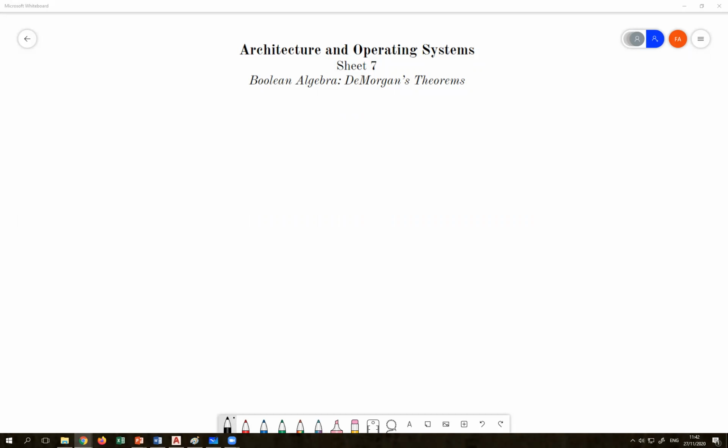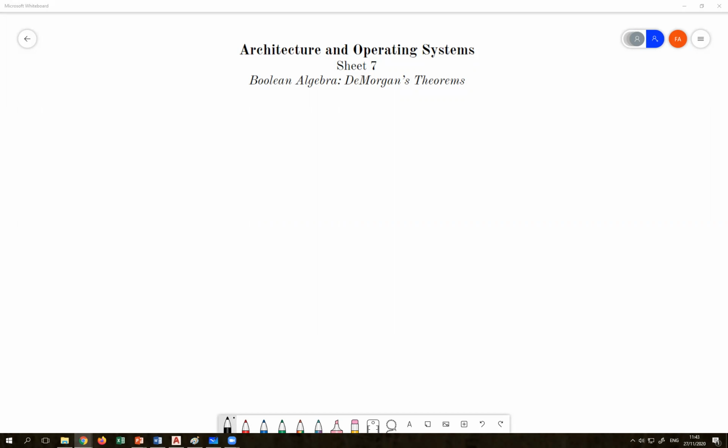We are in week 7 and we've got two worksheets for this week. Worksheet 7, which is about DeMorgan's theorems, and worksheet 8, which is about simplification. The first one, worksheet 7, Boolean algebra and DeMorgan's theorems.